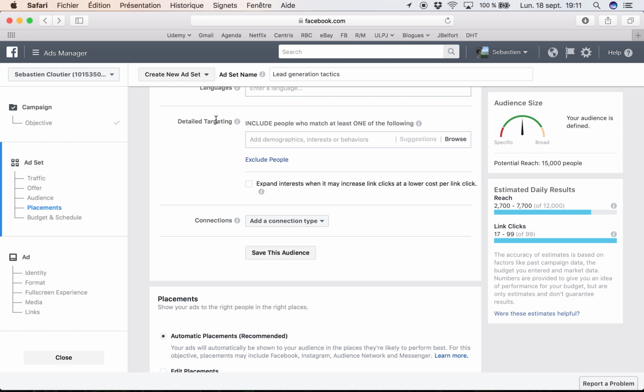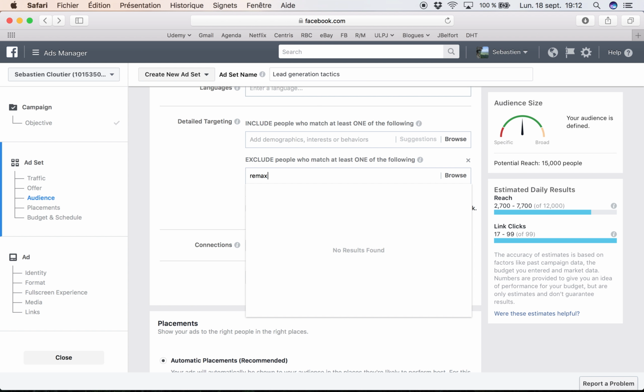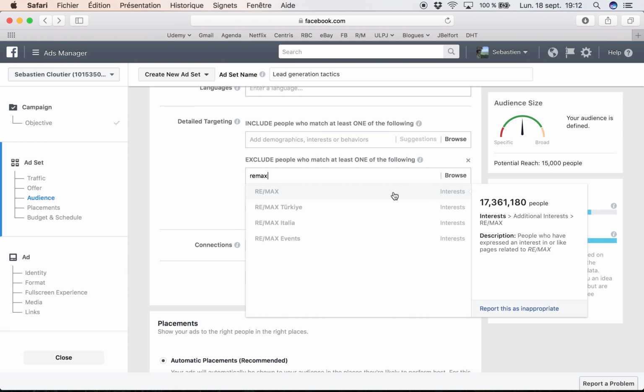So in my detailed targeting, let's say you bought a lead generation website for real estate. What I don't want is to have other realtors see my ad, get curious, and click on it, and then I would be spending money on useless leads. So one thing I would exclude is anybody that works, let's say, for Remax, but don't click interest. You have to make sure it says employer or job title or something like that.